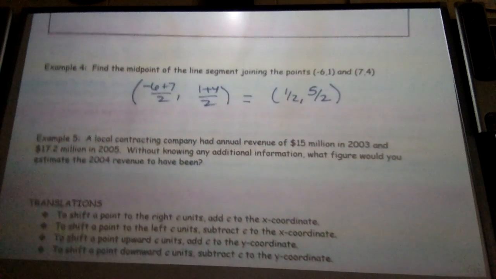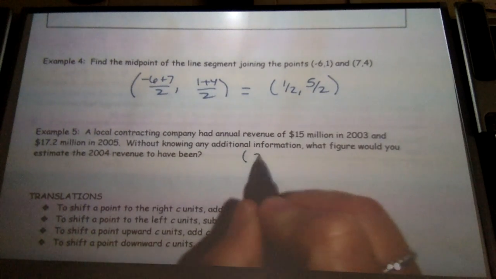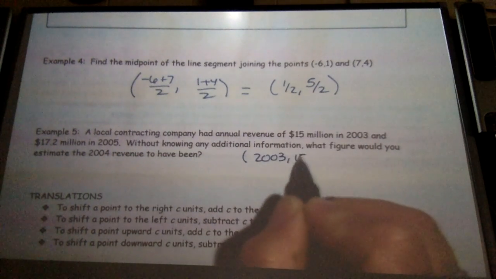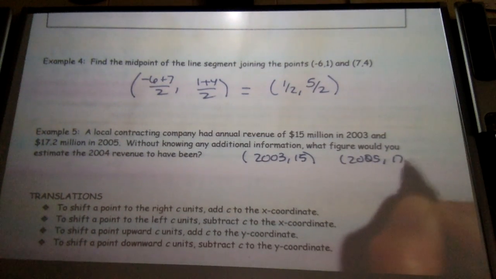A local contracting company had annual revenues of $15 million in 2003 and $17.2 million in 2005. Without knowing any additional information, what figure would you estimate to be the 2004 revenue? Well, what do you notice about 2004? It's halfway between 2003 and 2005. So we could write these as ordered pairs. 2003, he had 15 million. 2005, he had 17.2.